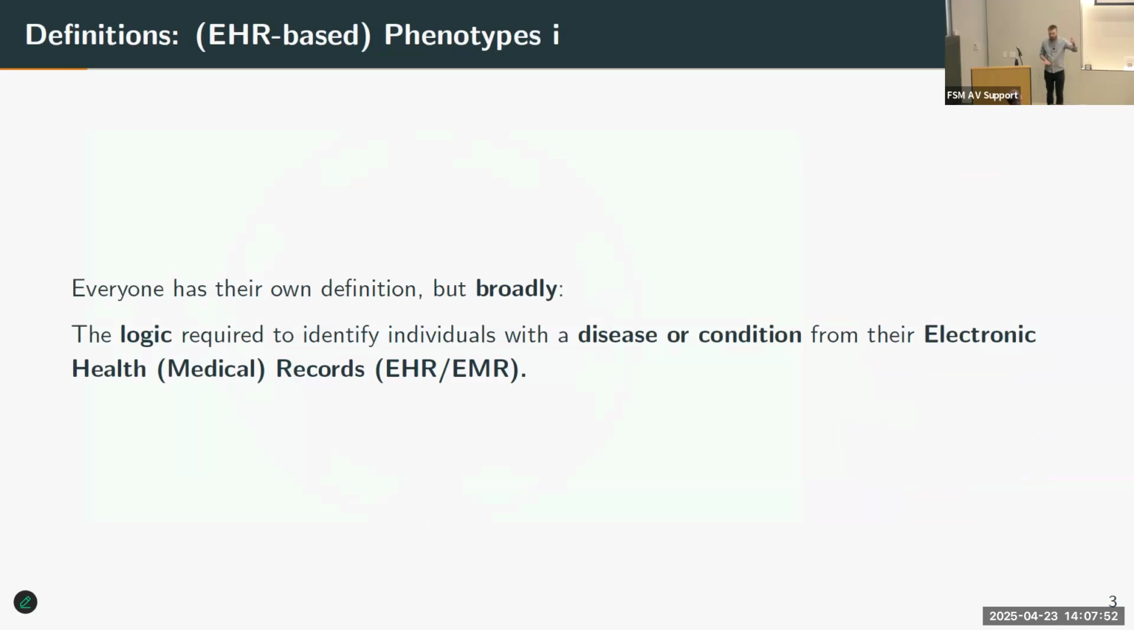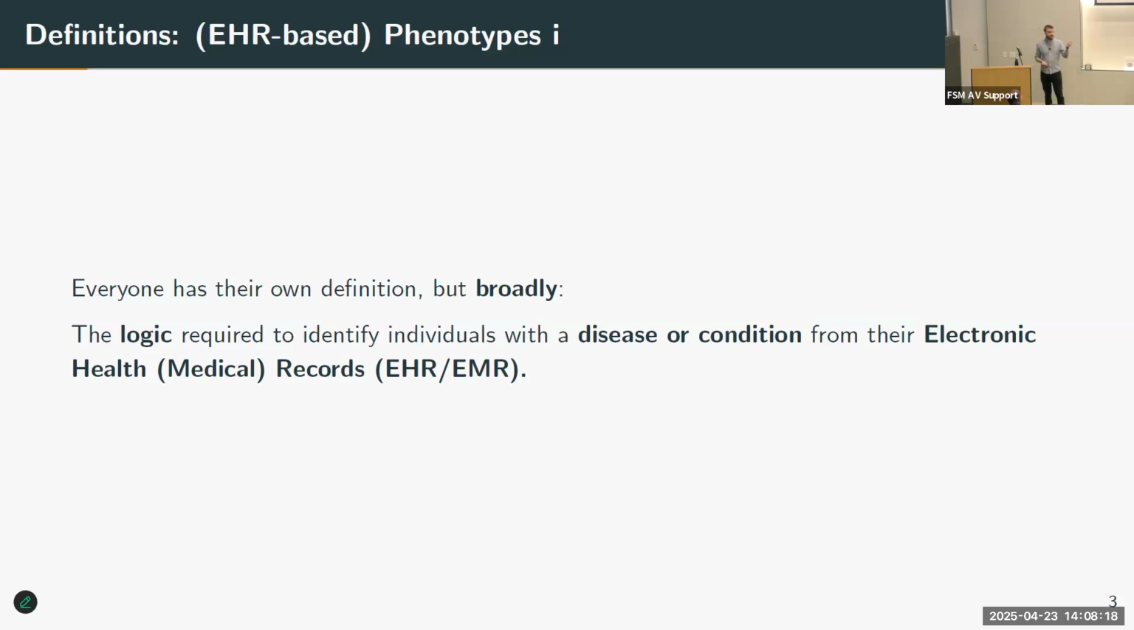What is it? Well, broadly, I would say it's the logic required. I'm going to stick to the script. The logic required to identify individuals with a disease or condition from their electronic health/medical records. That's the terminology across the pond, I think. So how can I automatically identify from these huge sets of data, this big data that we have, you might call it, in terms of health records, how can I automatically identify who has which disease or condition?